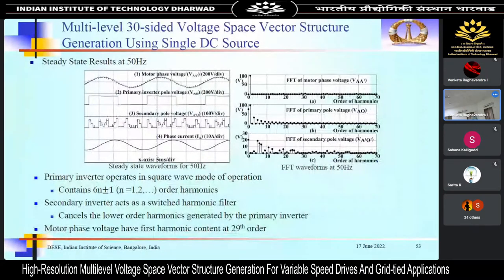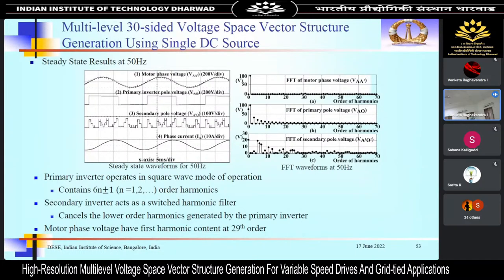Okay. See, the extreme, the main inverter goes to 6-step mode operation, but the inverters are switched such that all the harmonics up to 27 and 29, 29 and 31 are blocked. So the waveform is close to a sine, your voltage is also the same.